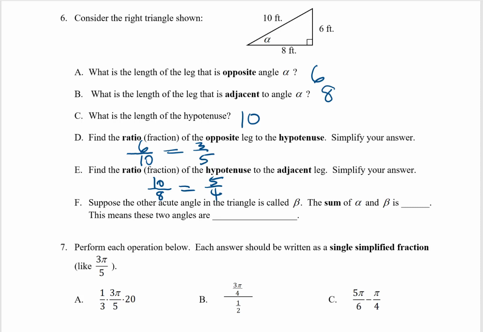If the other angle is called beta, can I find the sum of alpha and beta? And the answer is yes. All three angles have to add up to 180. I already have a 90-degree angle. 180 minus 90 is 90. That leaves a total of 90 degrees for the other two angles. Well, angles that add up to 90 degrees are called complementary angles.